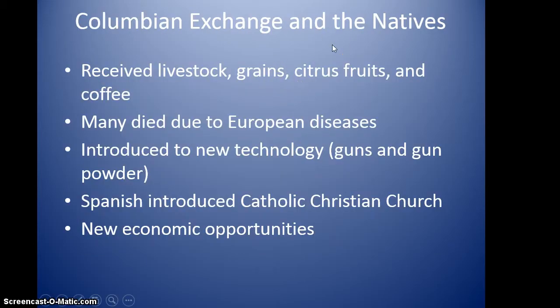So, Columbian Exchange and the natives. Now the natives received livestock, grains, citrus fruits, and coffee. Many died due to European diseases. They were not used to or immune to the diseases from Europe, so eventually they all started dying off. They were introduced to new technology such as guns and gunpowder.